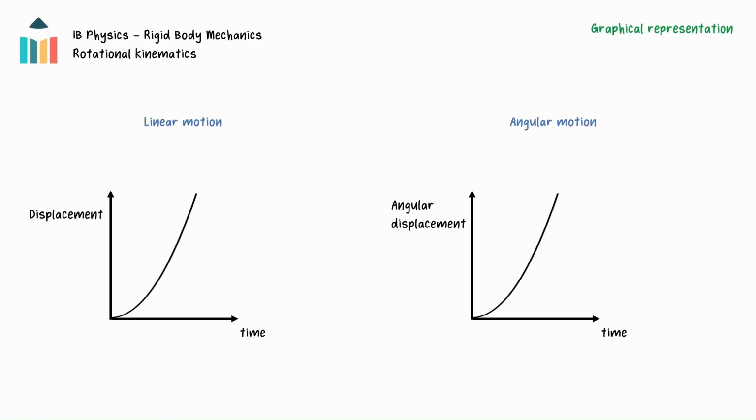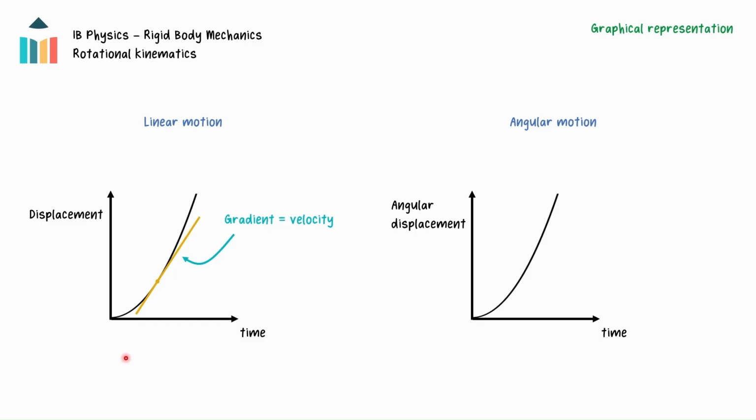Let's now take a look at how rotational motion compares to linear motion when we graph different quantities against time. On the left is a displacement time graph for linear motion. The gradient of this graph represents velocity. When the acceleration is constant, the curve takes on a quadratic shape that becomes steadily steeper with time. As the quadratic steepens, the object is moving faster, showing that velocity is increasing.